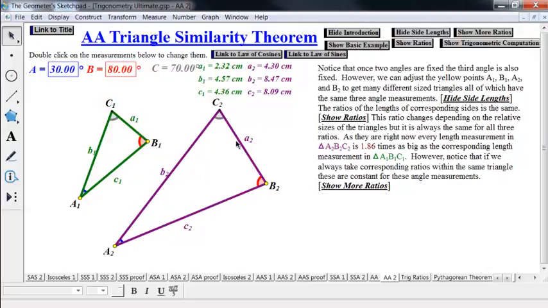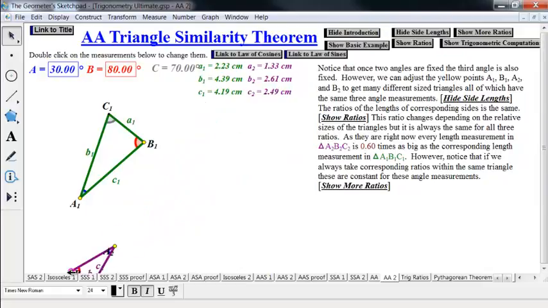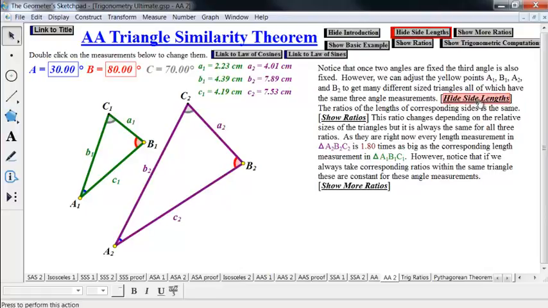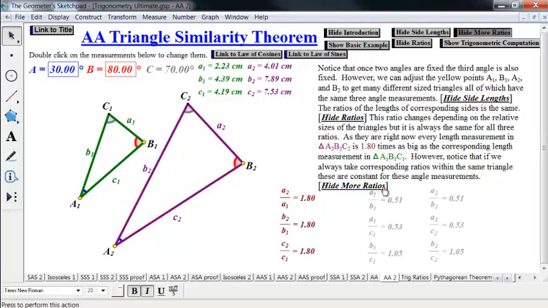So we have these two triangles, and we can measure them. These yellow points can control the sizes of the triangles. And notice there are infinitely many sizes that we can have. Again, we can't pin it down to one particular size of triangle just with the angles. We have no control over the lengths of the sides. Here are the side lengths, here are the ratios, but there are some other ratios that are interesting as well.